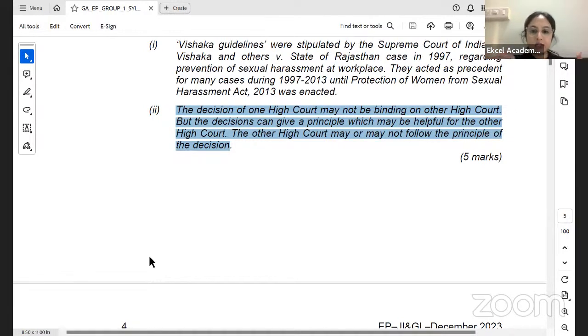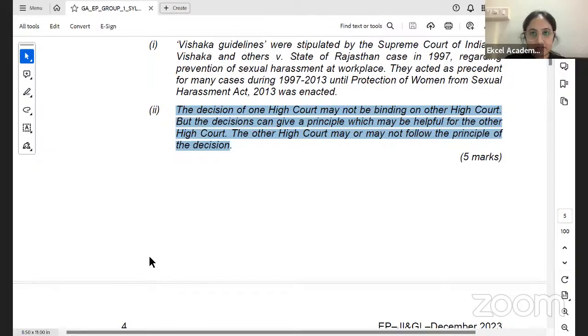Okay, so one decision will not be binding. If you want, you can take help of another High Court decision. But as a High Court, you need not follow what another High Court has followed. The decision can give a principle which may be helpful for another High Court, which may or may not follow it. So it's not compulsory or binding on them.